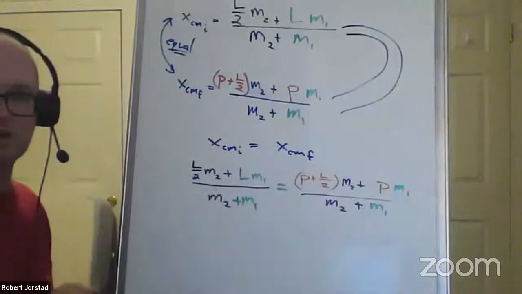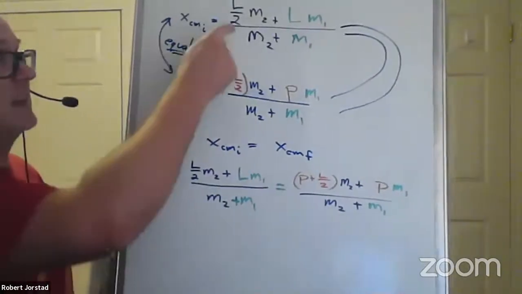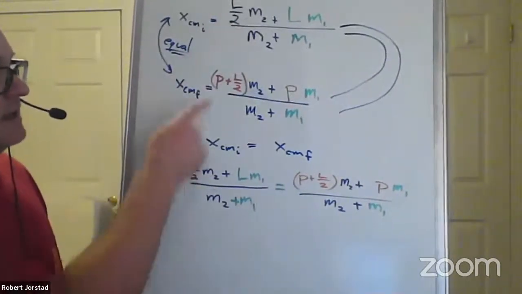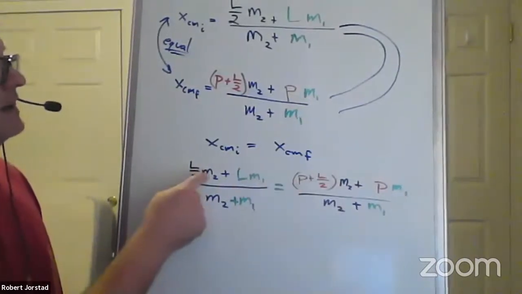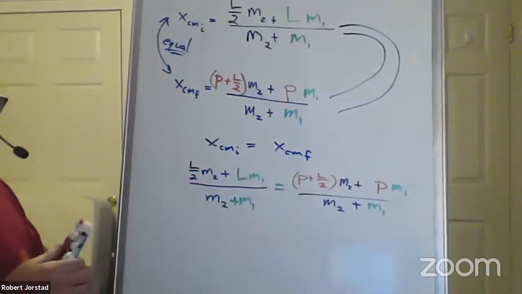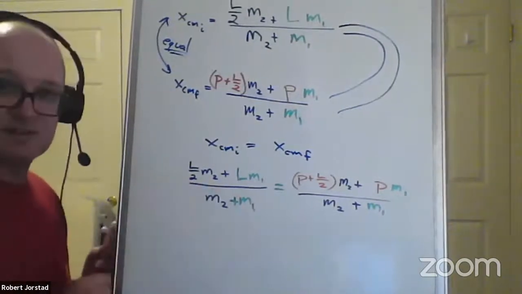Let's take a second to make sure I didn't screw up. I just said, let this equation equal that equation. This was there, M2, P. Okay, got it. Here, L over 2, got the one. Okay, and like we were saying, the denominators cancel.